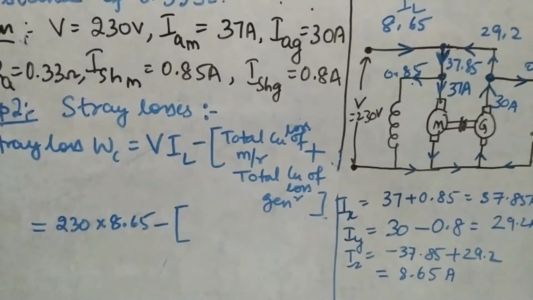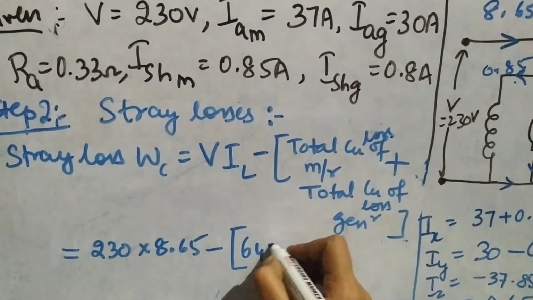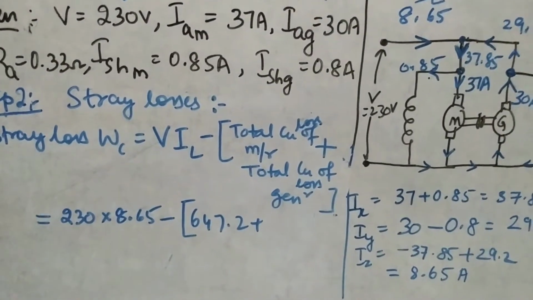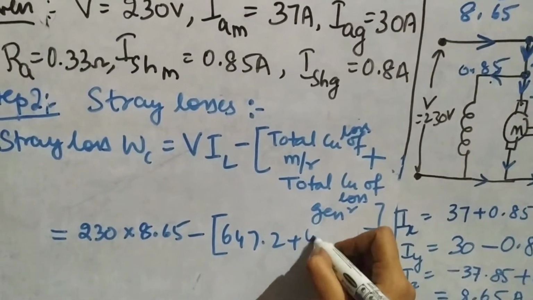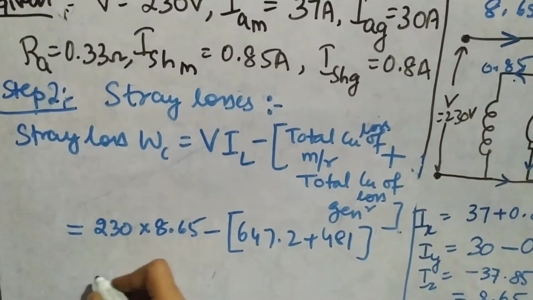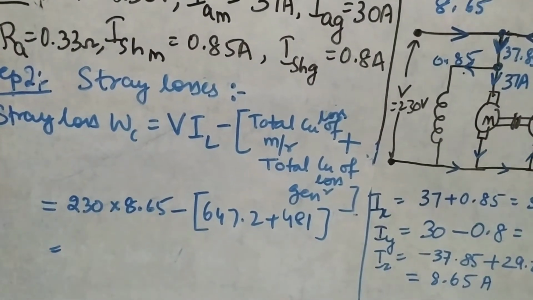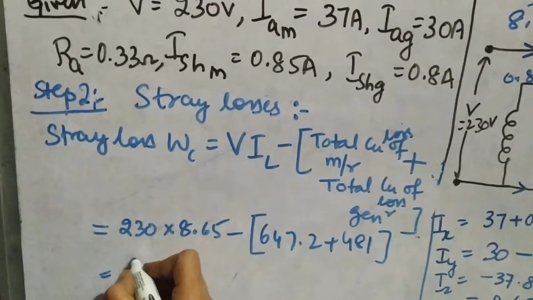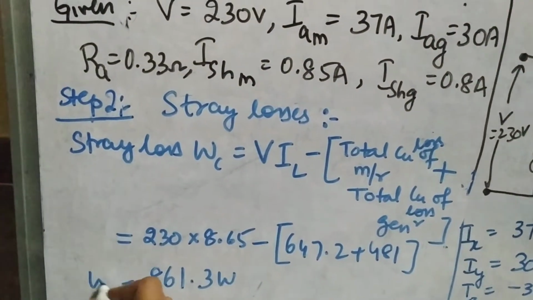What is that? For the motor we got total copper loss 647.2 plus the total copper loss which we obtained for the generator, it was 481. So you have to add these up. So we get the value as around 861.3 watts. Okay, this is WC.